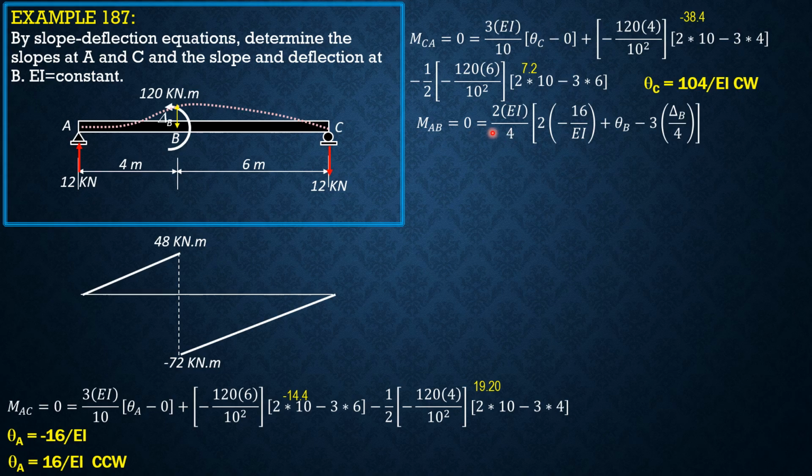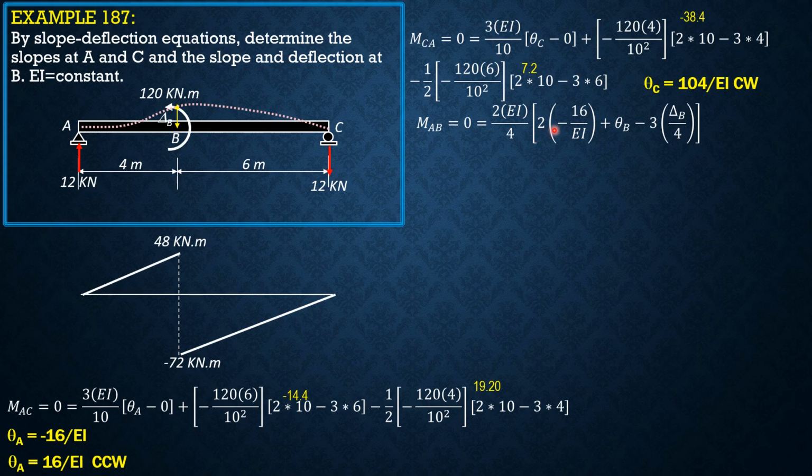So why do we use 2EI over L? Because there is moment at B at the far end. So that's why we use this equation, 2EI over L. While if we have MBA, then we use 3EI over L because there's no moment at A.